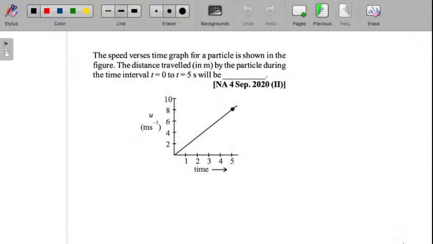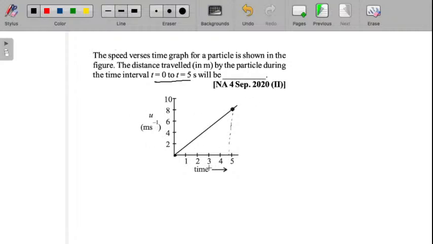Let's use this to compute this. The speed varies as shown in the figure. We have to compute the distance traveled in meters by the particle during the time interval t equals 0 to t equals 5.